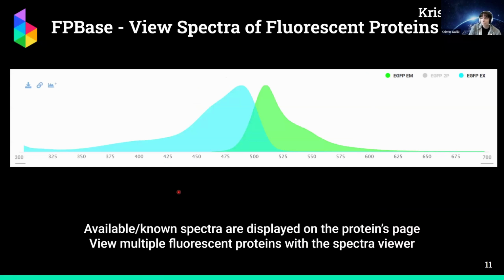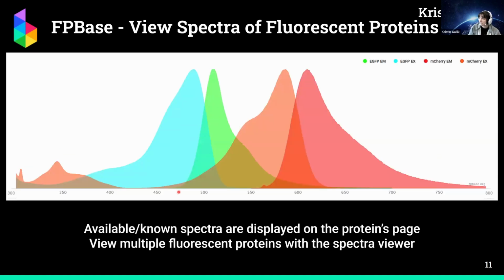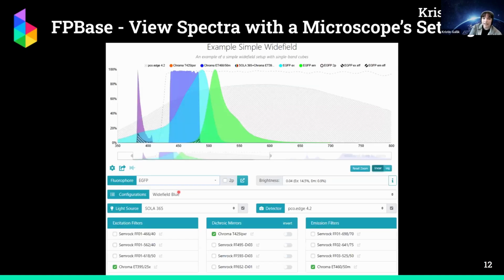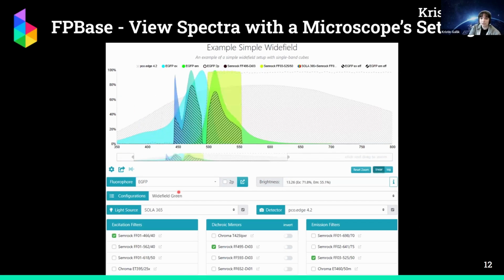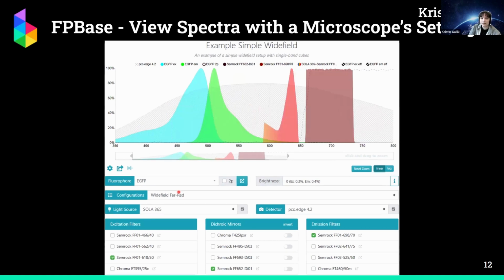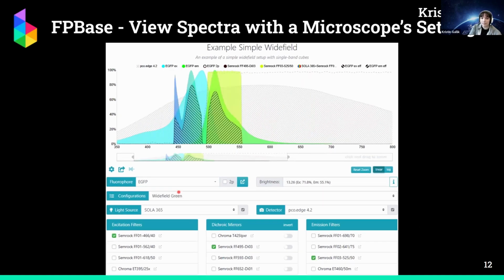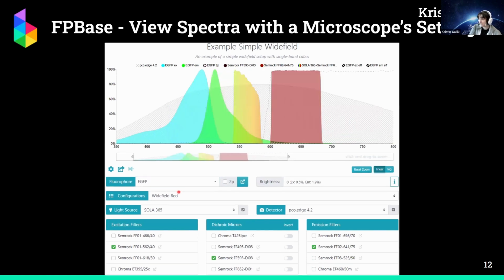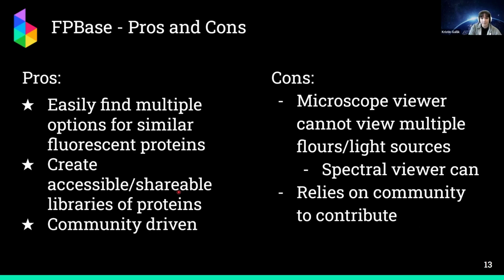You can view spectra of your fluorescent proteins. Being able to know what those are allows you to make informed decisions about what kind of fluorescent proteins you're going to use. You can view multiple fluors at the same time with this viewer. And like I mentioned earlier, you can use these spectra with your microscope settings to see, will this protein work with my excitation and emission filter properties? This is just a few examples of looking at green fluorescent protein and how it might be excited and collected by different excitation and emission filters and lasers with this particular microscope setup.